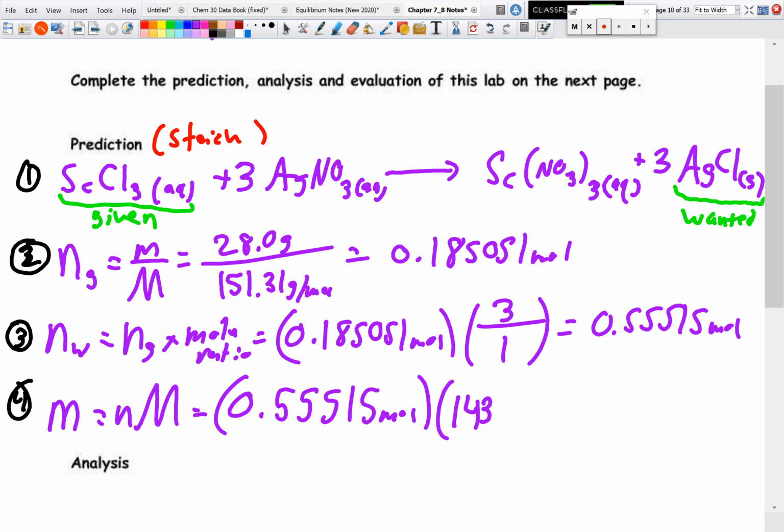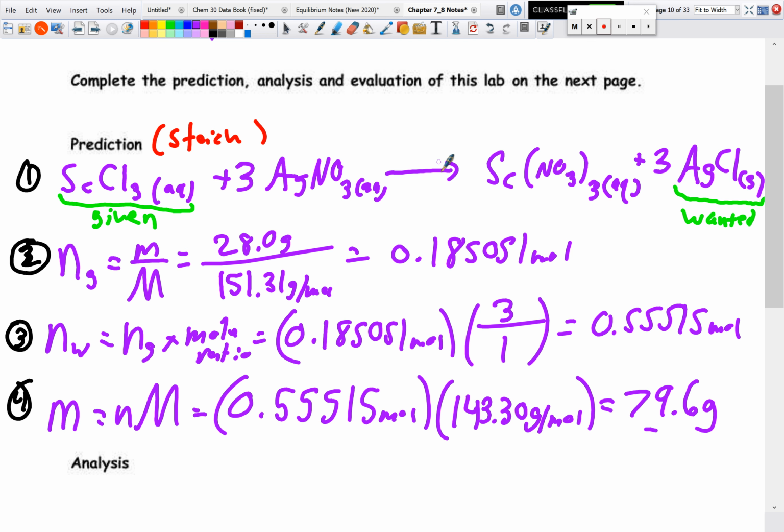You should get this as your molar mass, and we get 79.6 grams. Now, because it's asking for what mass, obviously we are going to report this with the correct number of significant digits, right, which was 79.6 grams. Now, this is our prediction, so this is all the stoichiometry stuff that we've done last lesson, right? So nothing really new here.